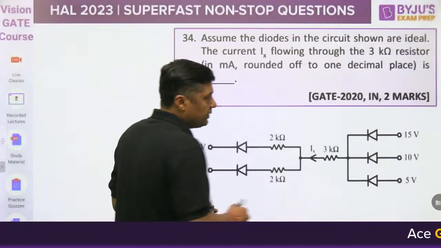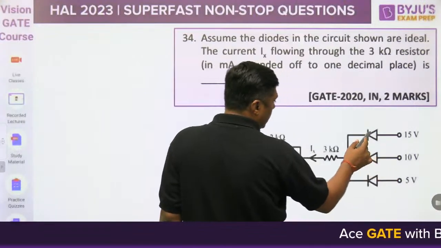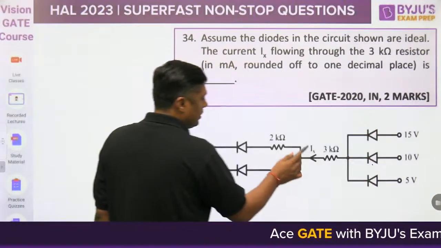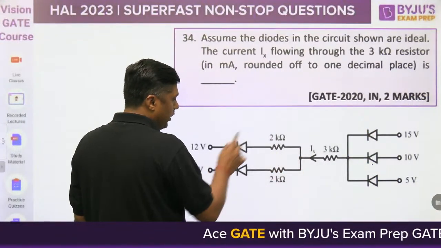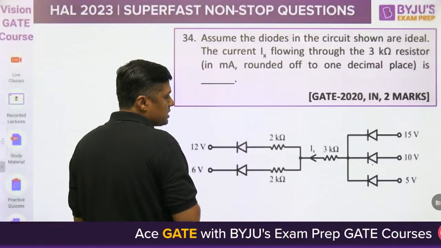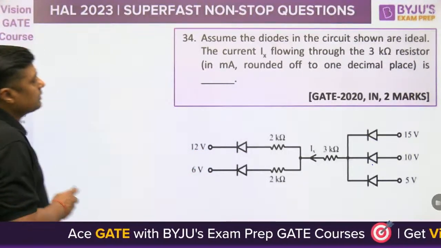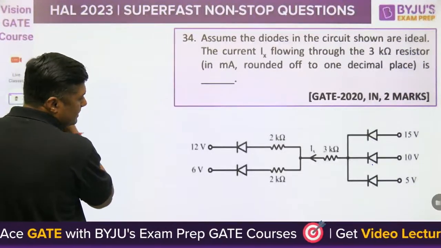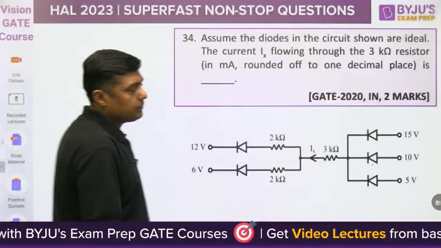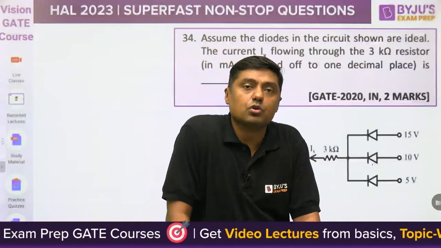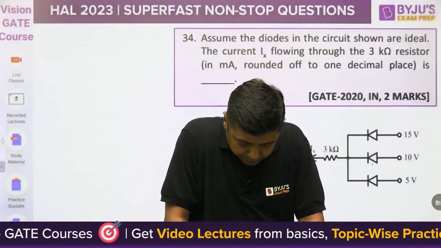There are 3 diodes, D1, D2, D3, with voltages 15, 10, 5 volt, then 2 kilo ohm and 2 kilo ohm. This is the 12 volt, this is the 6 volt. What is the answer? Okay, give me the answer for this particular question only. Tell me, what will be the answer?